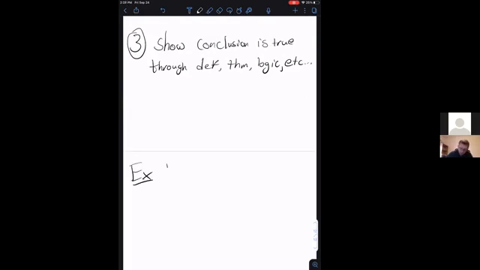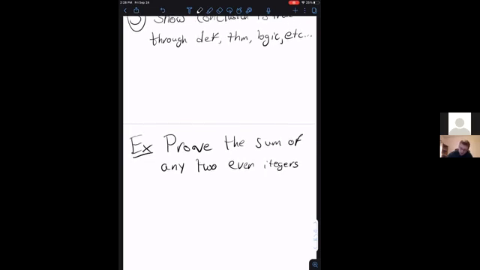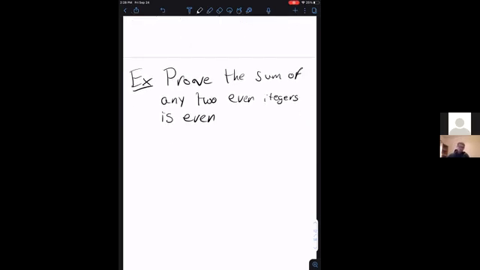Example. Prove the sum of any 2 even integers is even. So here we go. This is our first one. This means for every even integer, no matter what it is, if I add 2 of them, they're going to be even. We can't actually check all the even integers. It's not possible, right?